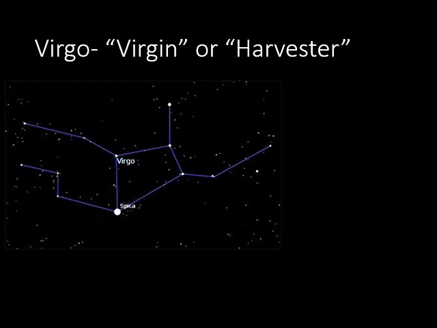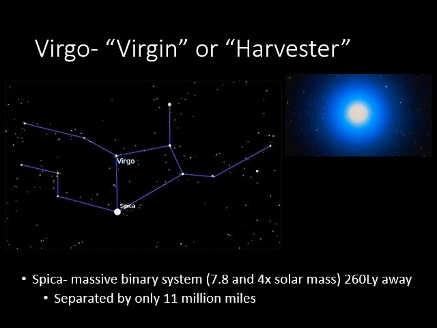Spica is a bright blue star in our sky, and it'll look something like the picture in the upper right-hand corner. That's a picture with a telescope, so it's zoomed in a bit and a little brighter, but it will be a distinctly blue color in the sky.